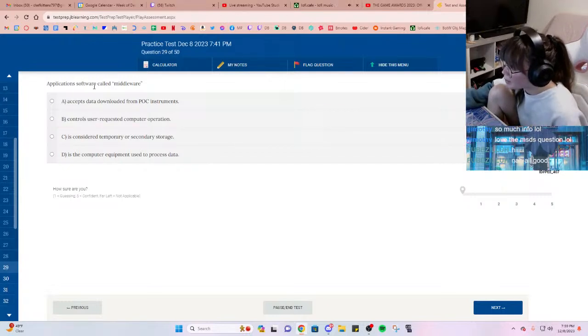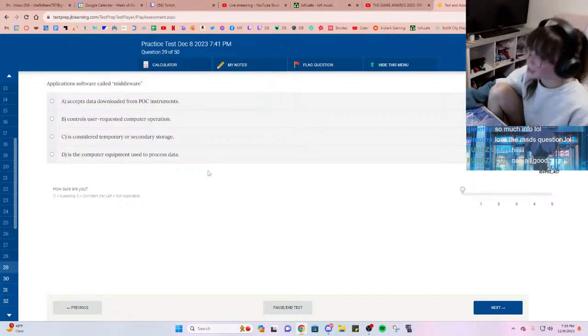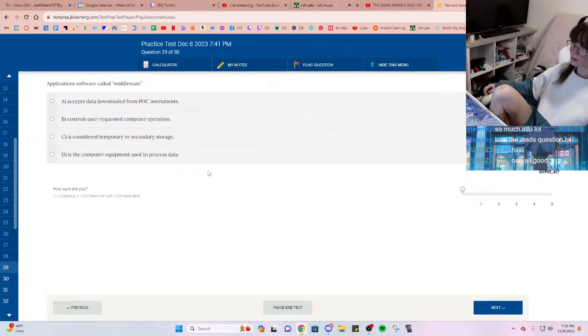Application software called middleware. What the heck? Accepts data download from POC instruments. Controls user requested computer operation. Is considered temporary or secondary storage. Is the computer equipment used to process data? I don't know what middleware is. I never learned. I don't know what it's talking about.